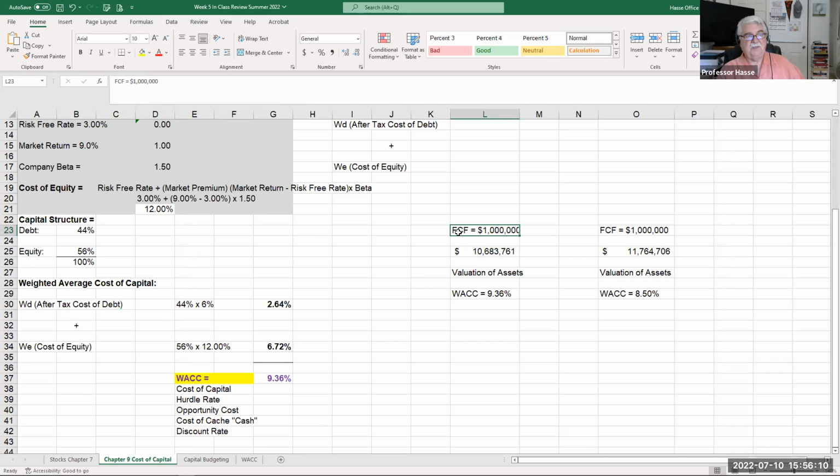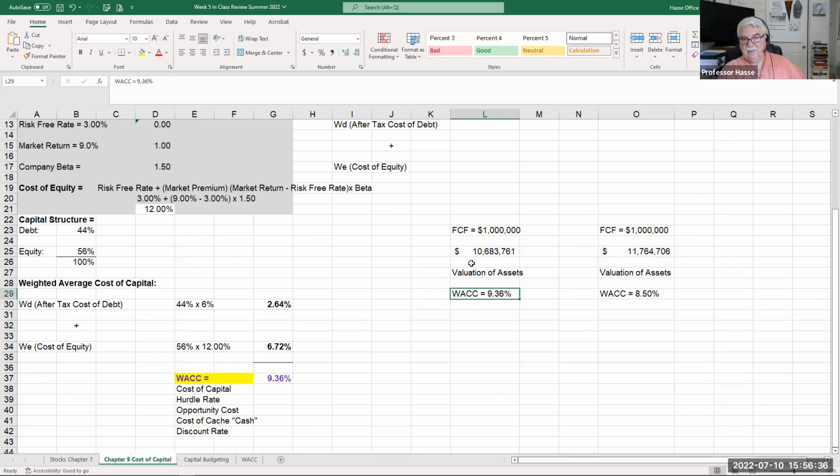Remember, the definition of free cash flow talked about in Chapter 9 is the amount of cash that's left over after all the working capital and long-term capital requirements of the company have been funded. They're making $1 million a year. So notice if my WACC was lower, notice what happens to the value of the company. Cheaper money, higher value.